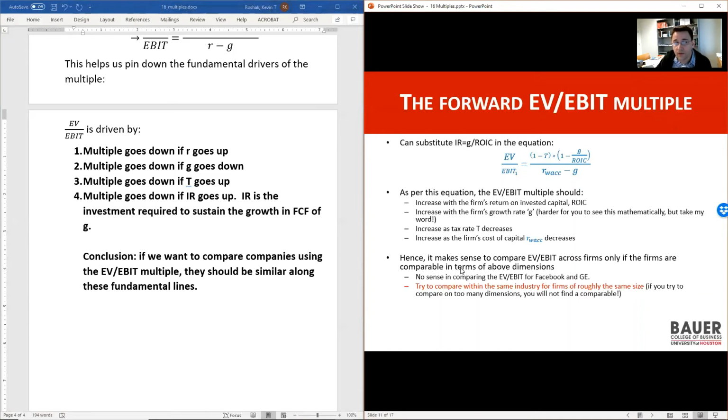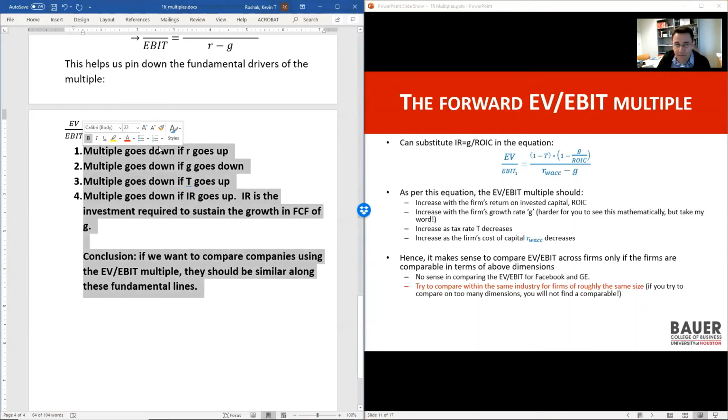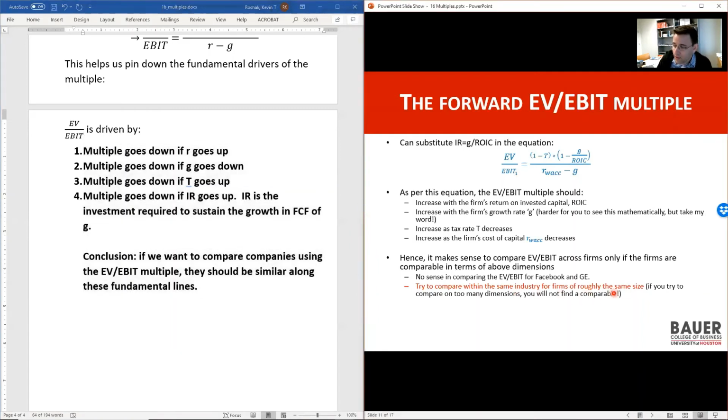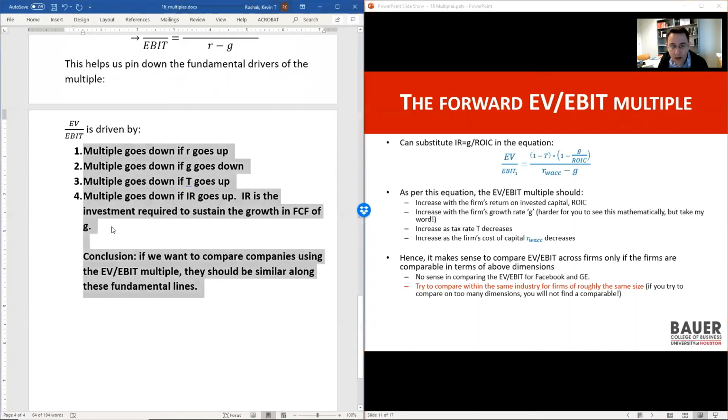Practically, which companies do you use as comparables? Ideally, the comparable companies would share these characteristics, but practically, what do people do? You can look for companies in the same industry and of roughly the same size. It's hard to find comparables, but those are the two dimensions that are probably the most important: industry and size. If you get those two down, then probably these fundamental variables are going to be similar.